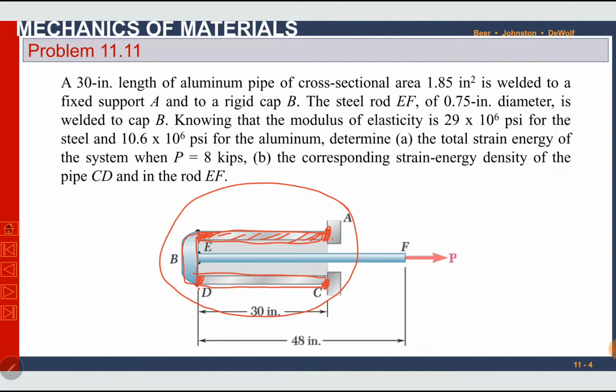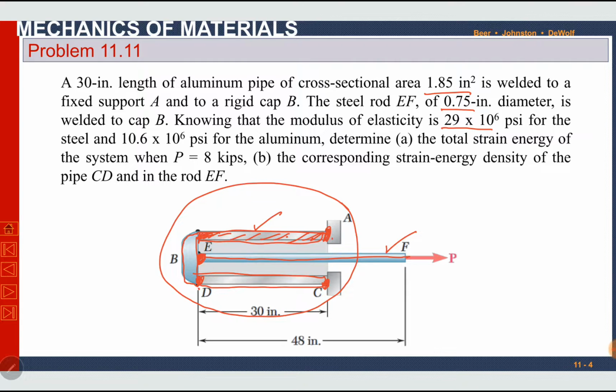Okay. The steel rod EF, here is the steel rod EF of 0.75 inch diameter. For the previous pipe, area was given, now diameter is given. It is welded to cap B. Knowing that the modulus of elasticity is 29 into 10 power 6 psi for steel, this rod is steel, so its E is given, 29 into 10 power 6 psi, and 10.6 into 10 power 6 psi for aluminum. This pipe is aluminum, its E is given as well.